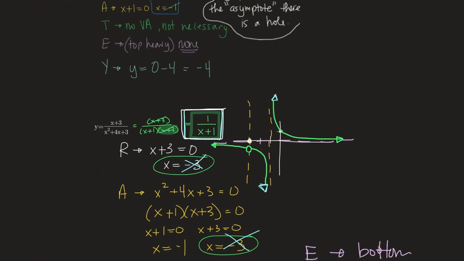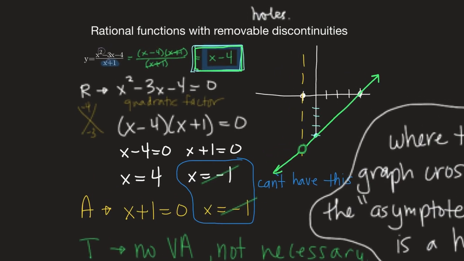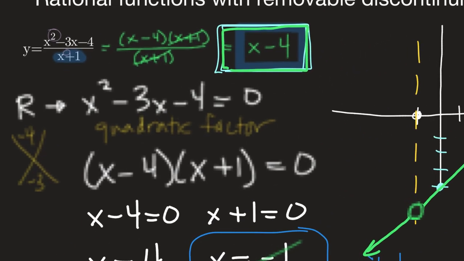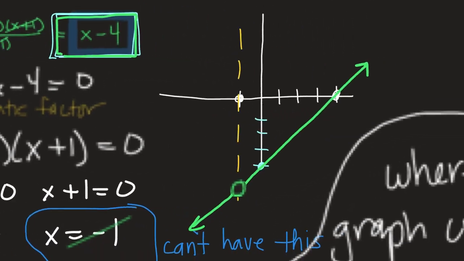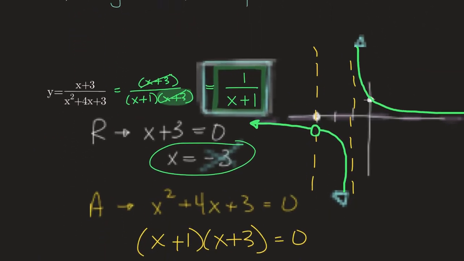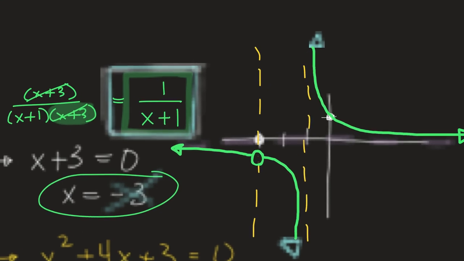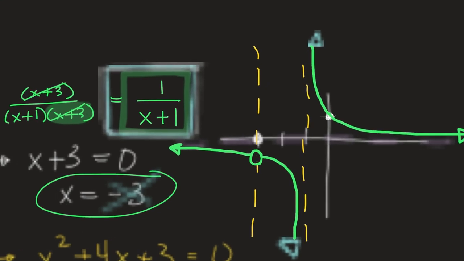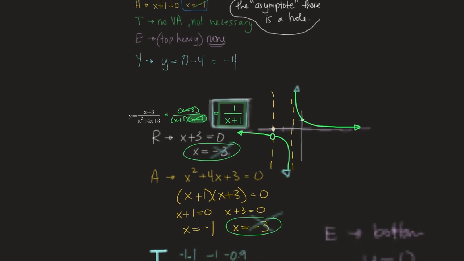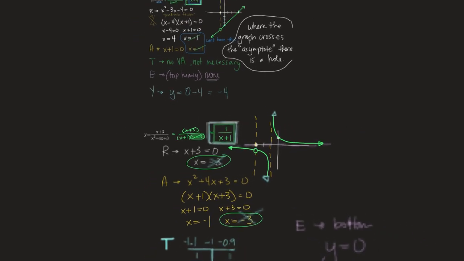Okay, so those are our two different types. If the denominator cancels out, like in example 1, you have a line graph with a hole in it. And if, like example 2, your numerator cancels out, you're going to have your standard rational graph with a hole in it somewhere also. Okay, so that's how we can tell that we have a removable discontinuity, or our graph is going to have a hole somewhere.